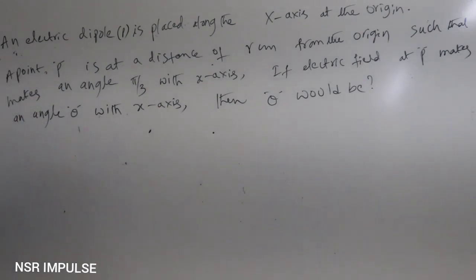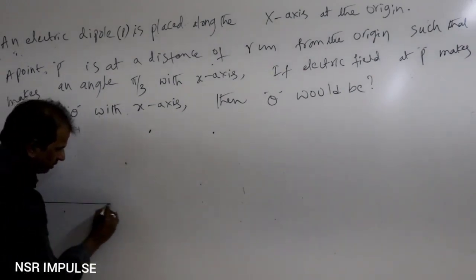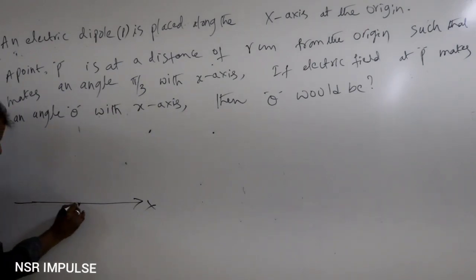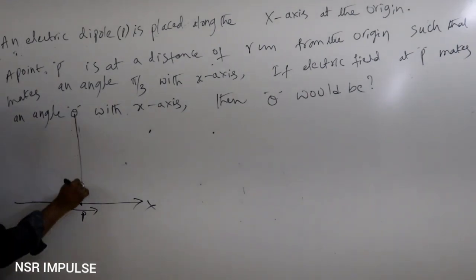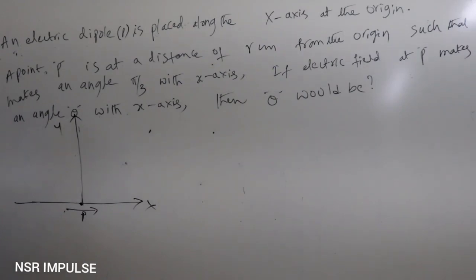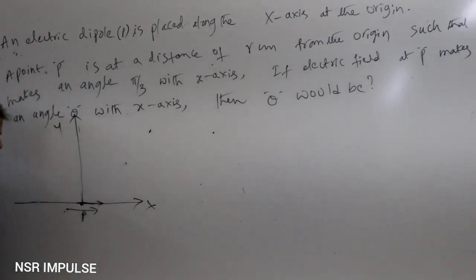Let us take the dipole at the origin. This is the x-axis. Dipole moment P bar is taken here at the origin. This is which axis? Y-axis. So this is the dipole moment. Dipole is placed at the origin with moment P. This is the direction of dipole.